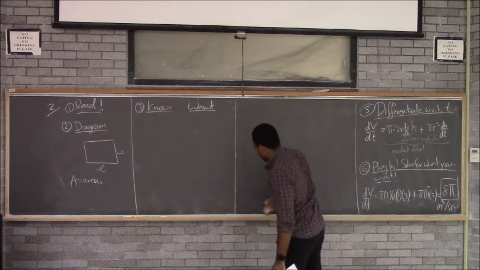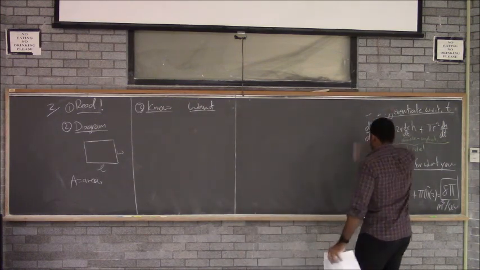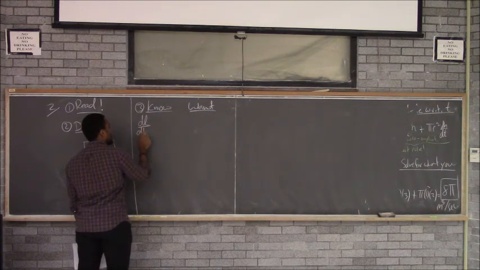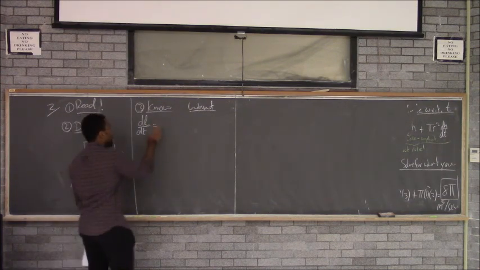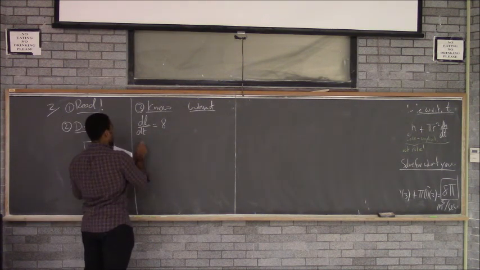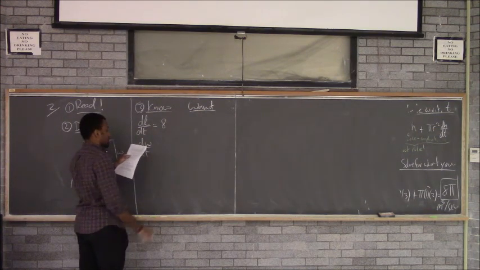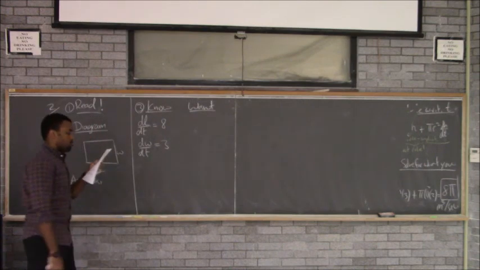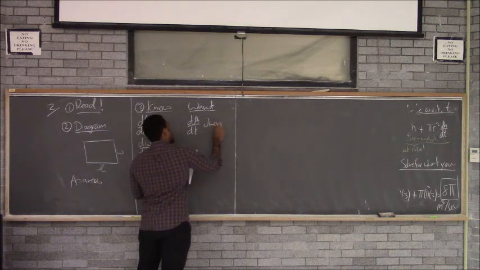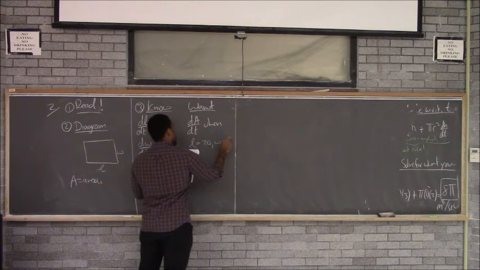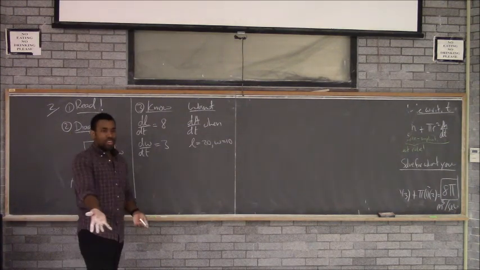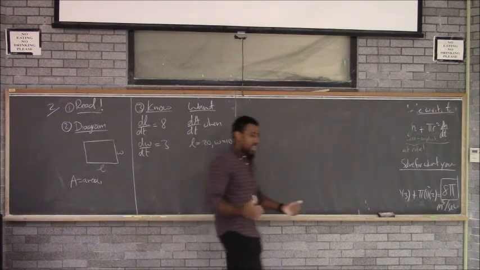What do we know so far? What rates do we know? dL/dt, the length. So it says the length is increasing at a rate of 8. We know dW/dt. Its width is increasing at a rate of 3. And we want to know how fast the area is changing when L equals 20 and W equals 10. So that's going to be that step. At this point, I don't even have to look back at the word problem anymore. Everything I want to figure out has been written on the paper.